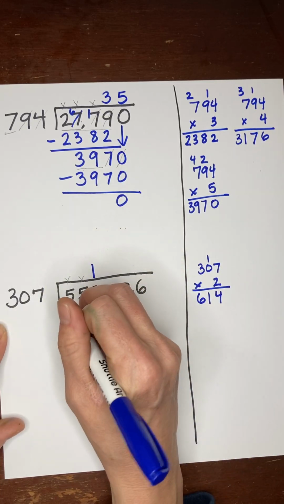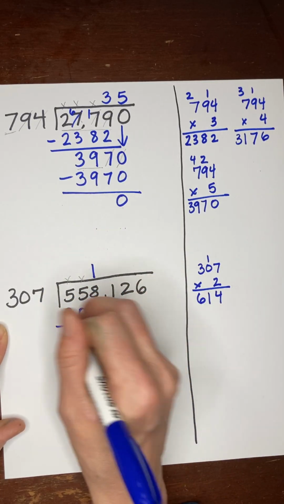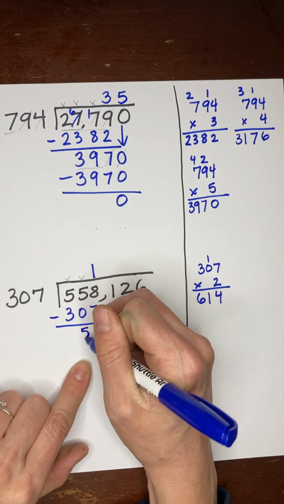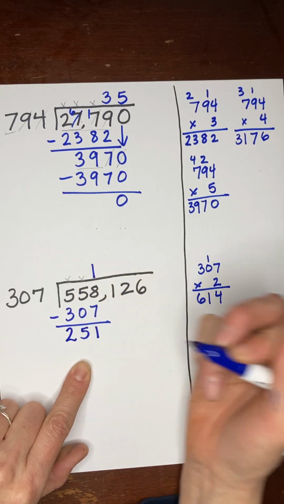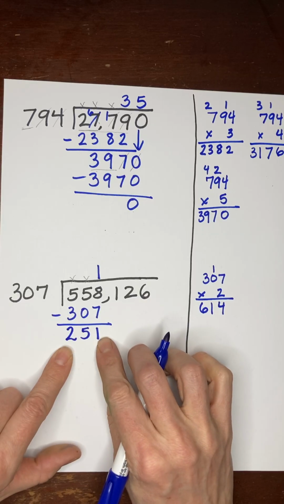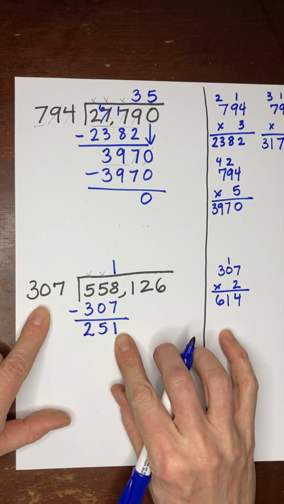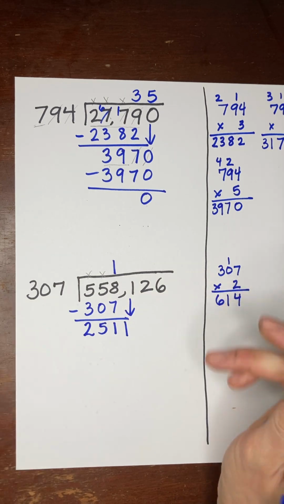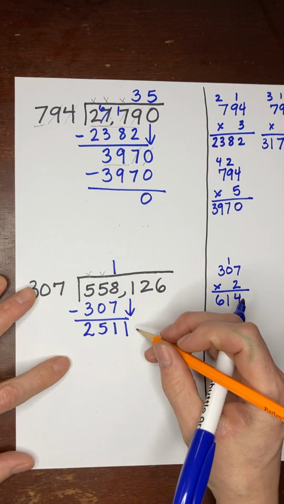1 times 307. And let's find the difference. 8 minus 7 is 1. 5 minus 0 is 5. 5 minus 3 is 2. All right, we always want to check this number is less than our divisor. It is, so let's keep on going. All right, now we've got a good number to go into. We can practice our method.